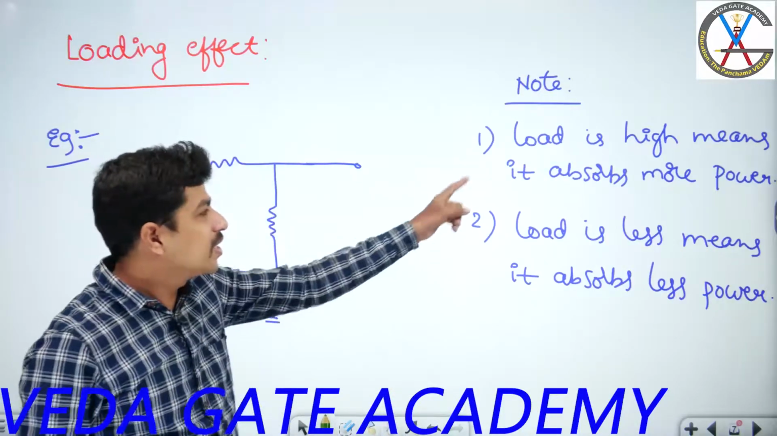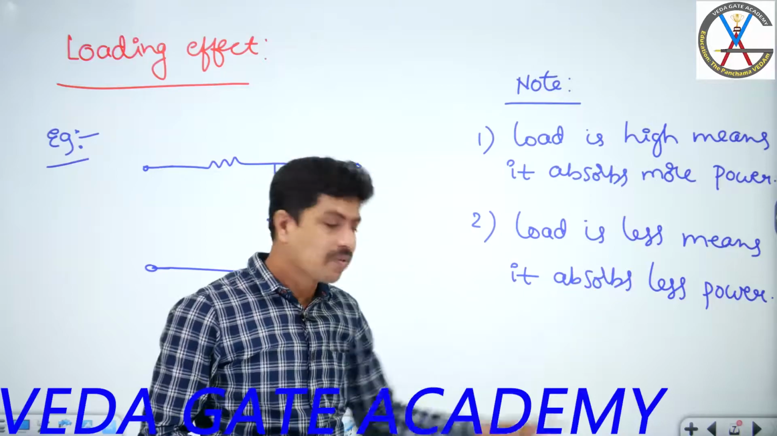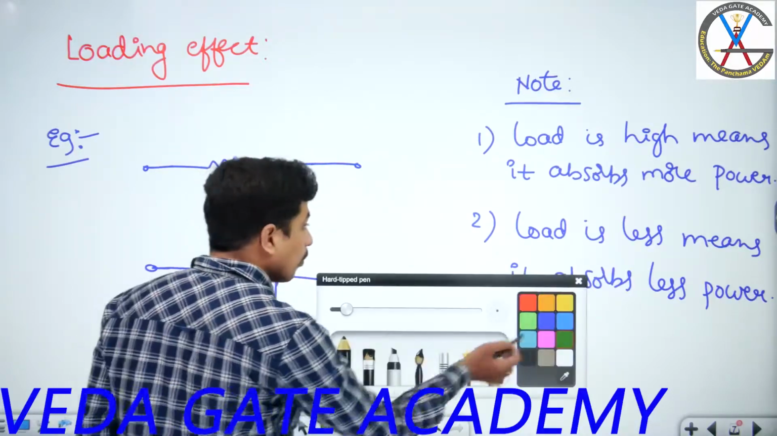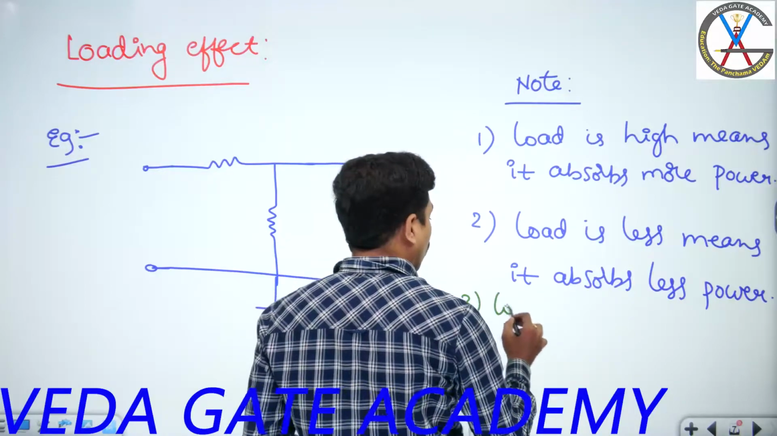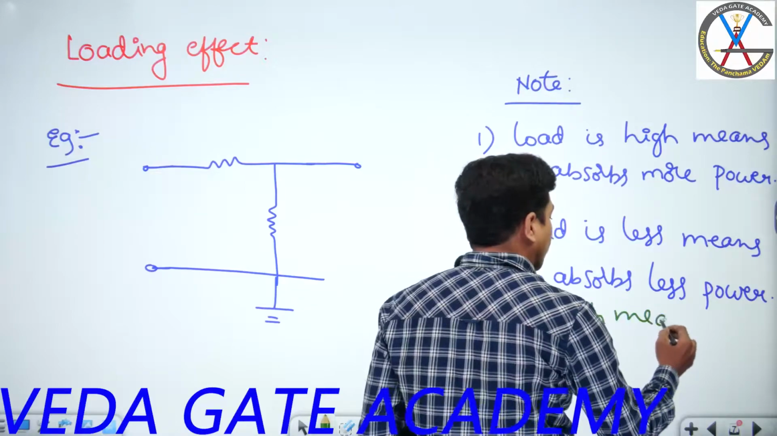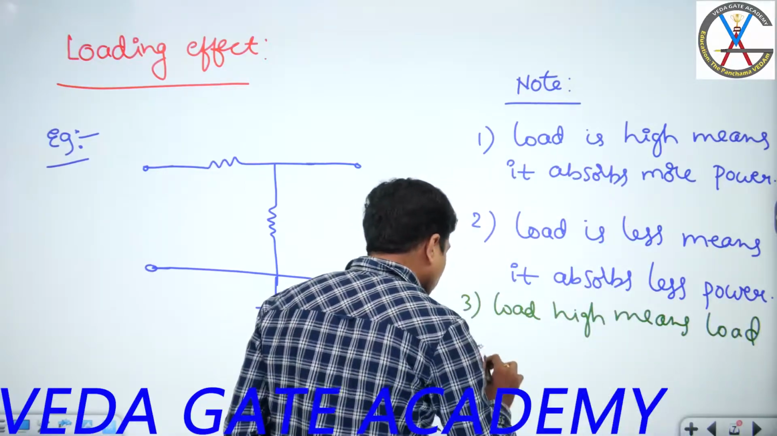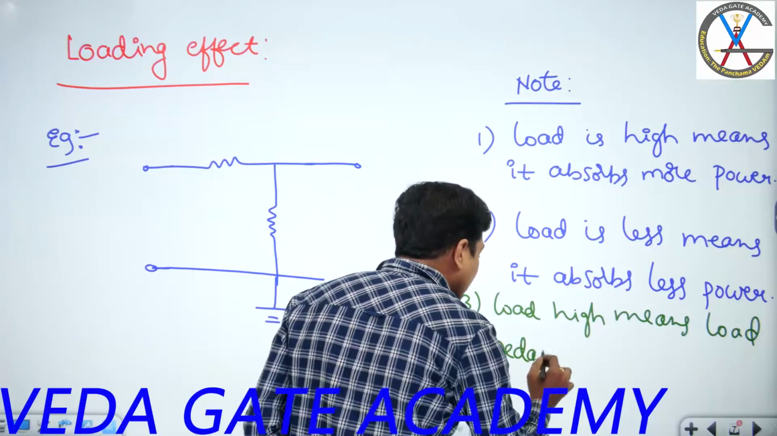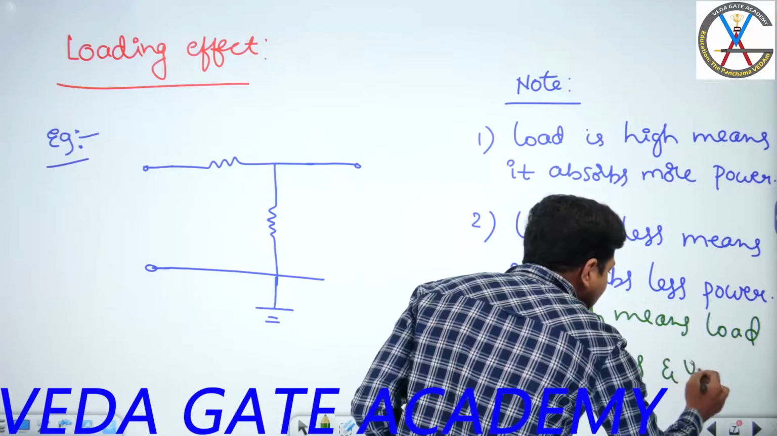Load is high means it absorbs more power. Load is less means it absorbs less power. Third point, one more point I'm going to write here: load high means load impedance is less, and vice versa.